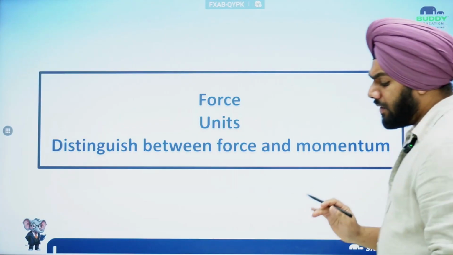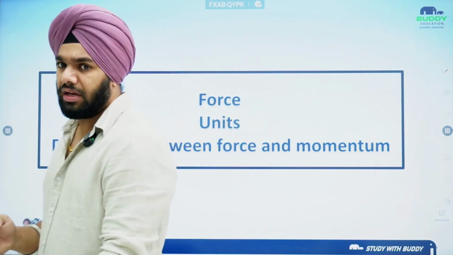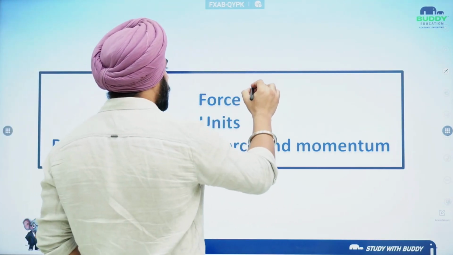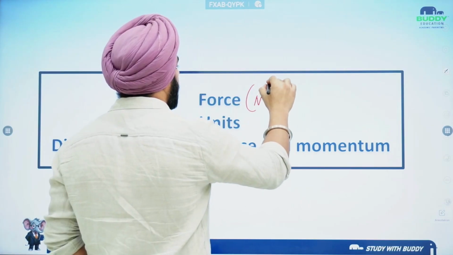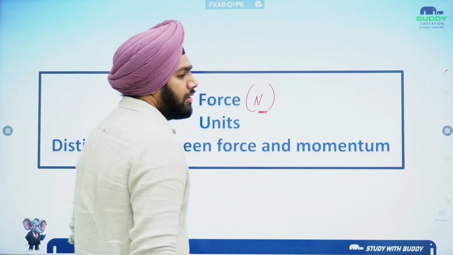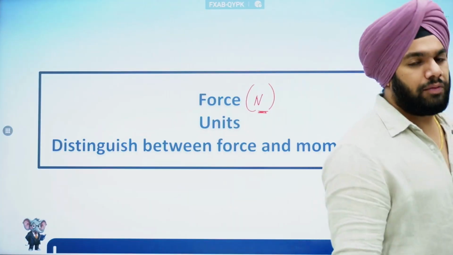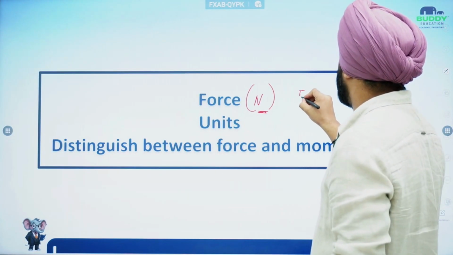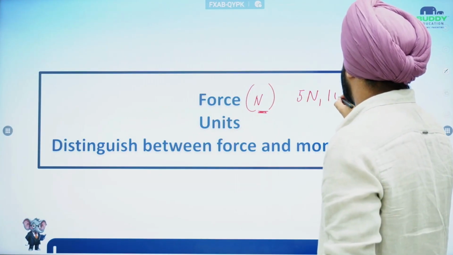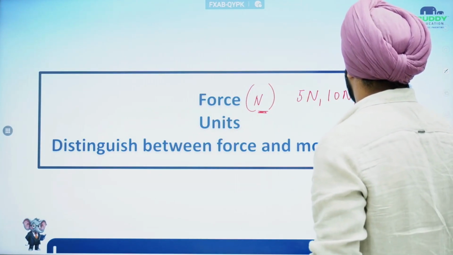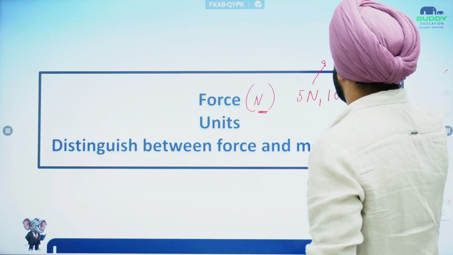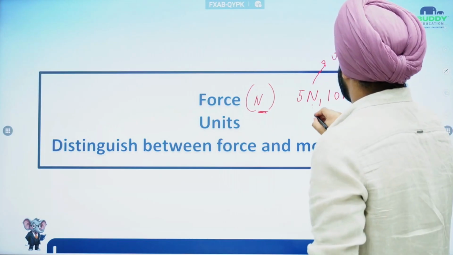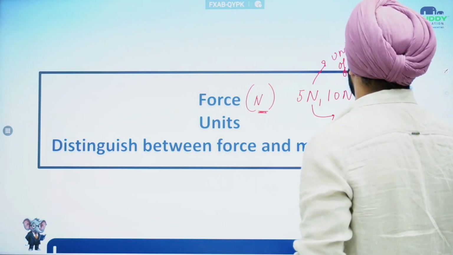Now, when we talk about force, obviously it is named after a very famous scientist. So the unit of force is again Newton, and this is the sign, right? N. So if I want to write down the unit for force, I can simply say that okay, 5 Newton force is acting, or 10 Newton force is acting, or 20 Newton force is acting. So Newton is basically the unit of force, right? It is SI unit of force.